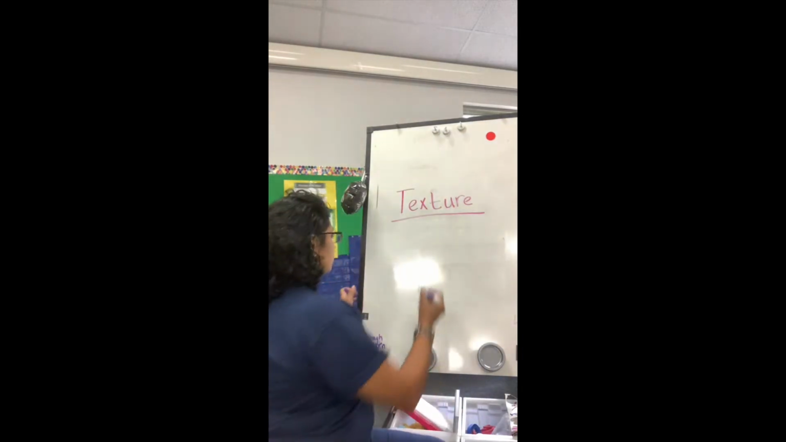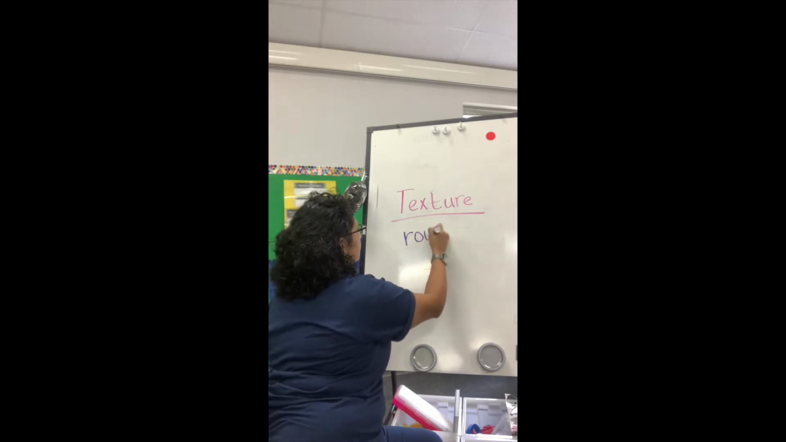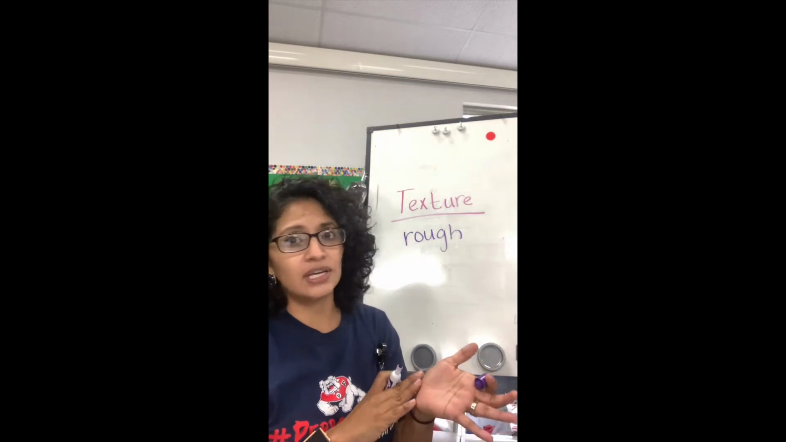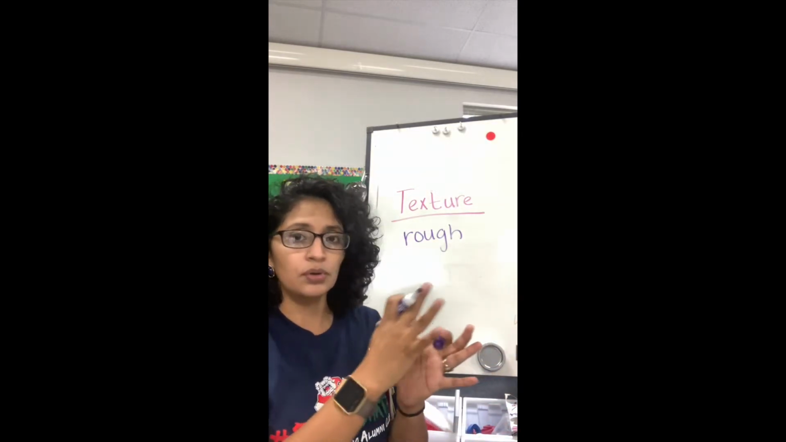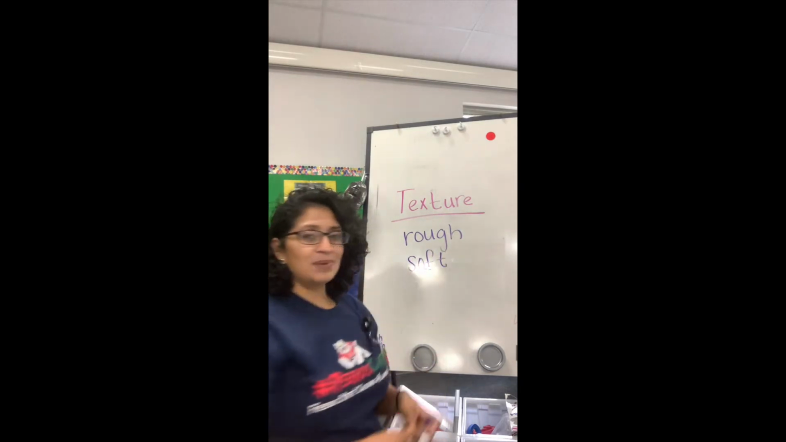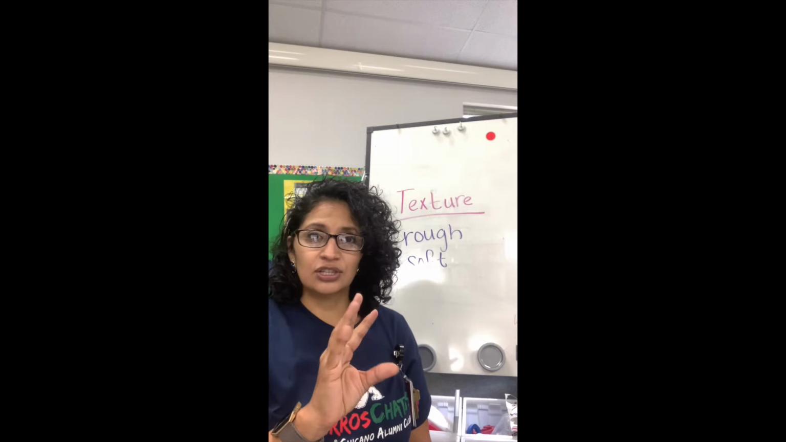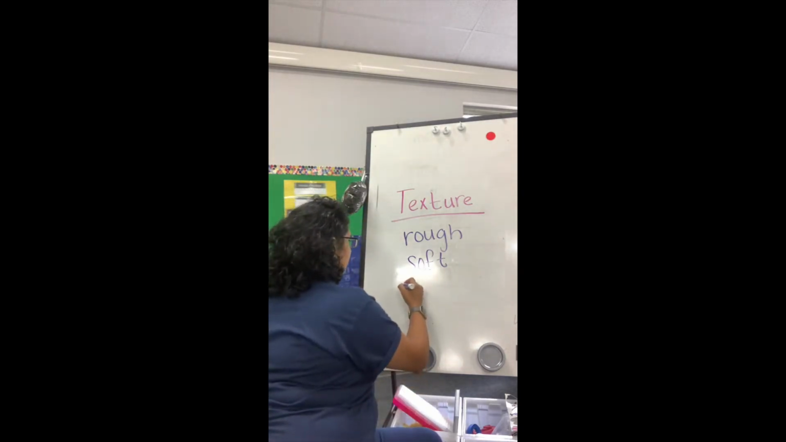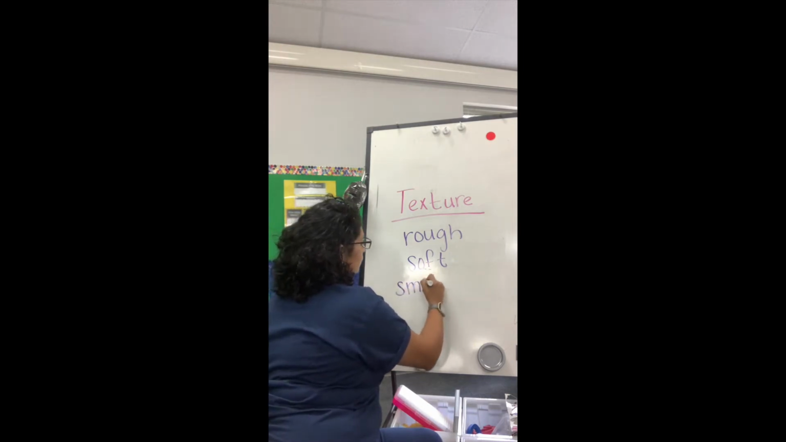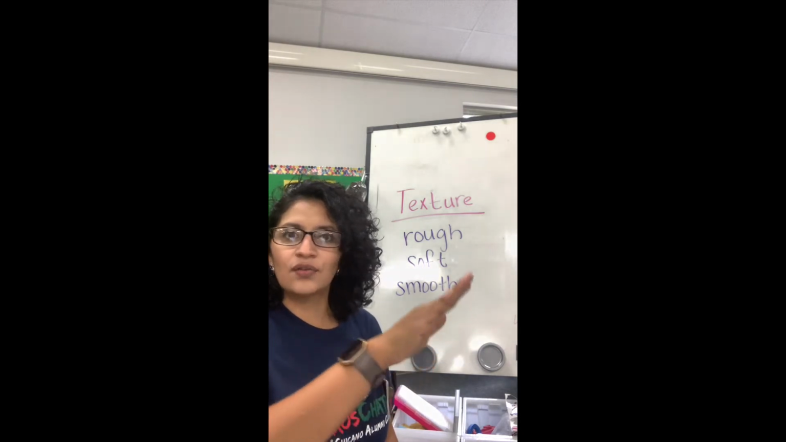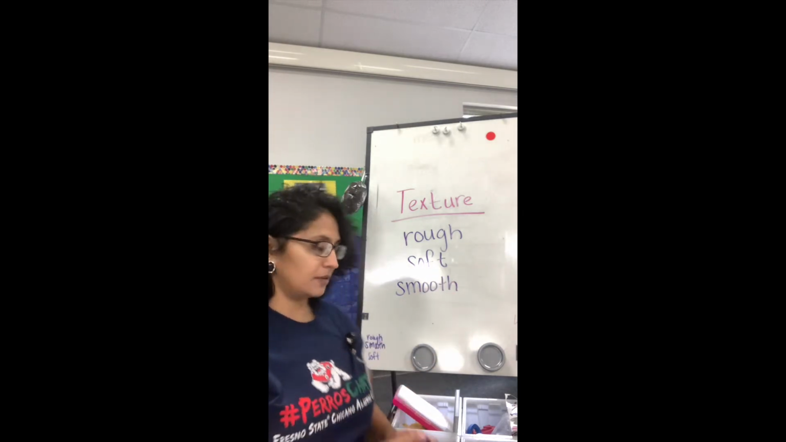Now, we also have words that describe what the texture is. One of those is rough. When you touch something that is rough, it is not very easy to move your hand across it so smoothly. Another word is soft. That means that when you touch it, it is very soft to the touch. You feel it soft. And finally, we have smooth. Smooth means that your hand can glide over it, and it doesn't have as much friction.